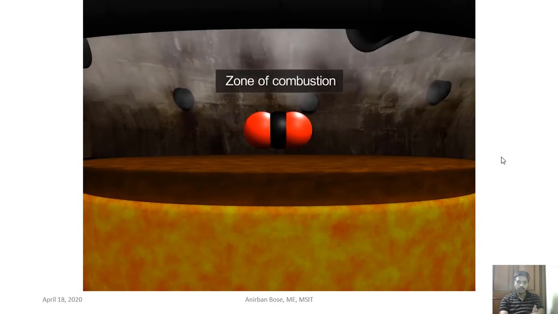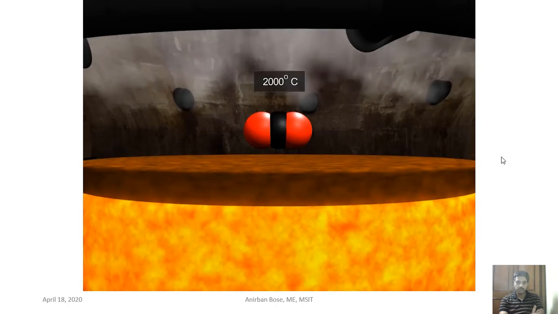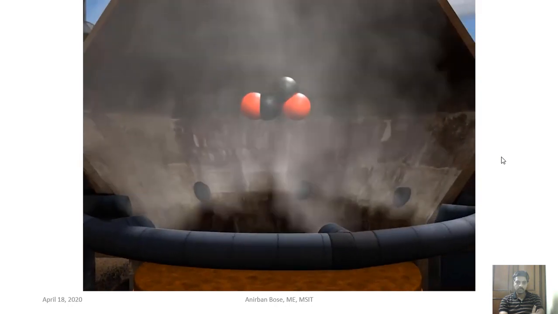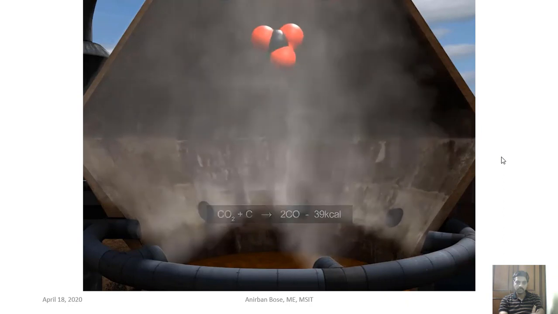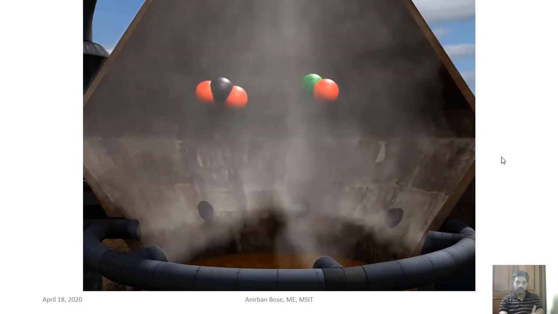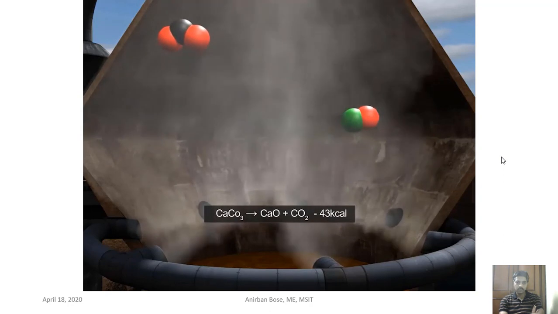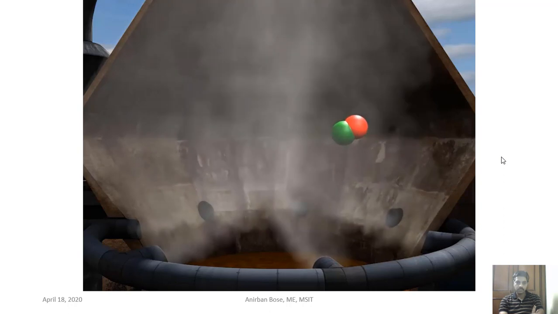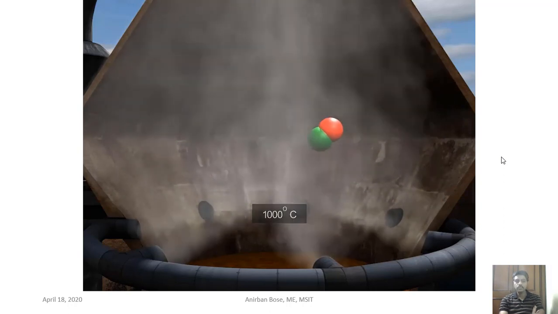This region is called the zone of combustion, as the combustion of coke takes place here. The temperature in this region reaches around 2000 degrees Celsius. The carbon dioxide rises and reacts with the unburned coke to form carbon monoxide. At the same time, the heat causes the limestone present in the charge to decompose and form quicklime and carbon dioxide. The reduction of carbon dioxide and the decomposition of limestone are endothermic reactions. Owing to this, the temperature of this region falls to about 1000 degrees Celsius.